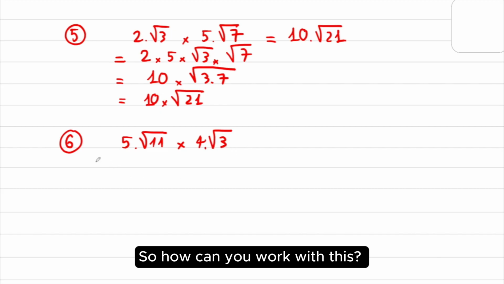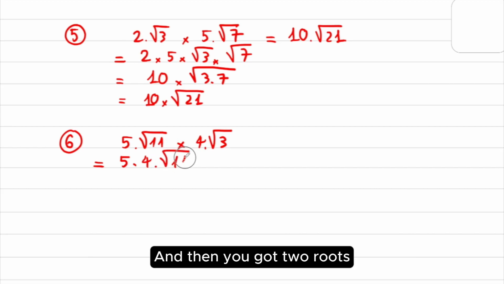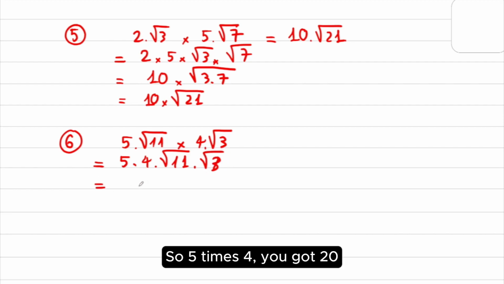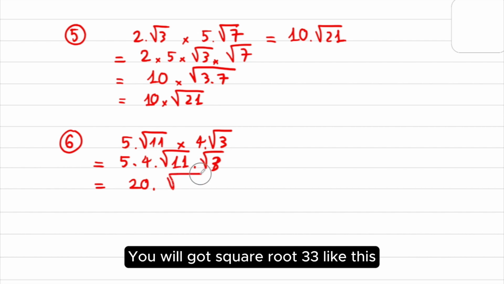Okay, so how can you work with this? You have 5 times 4 as the coefficient of multiplication, and then you have 2 roots. You multiply them together like this. So 5 times 4, you get 20, and square root 11 times square root of 3, you will get square root 33, like this.